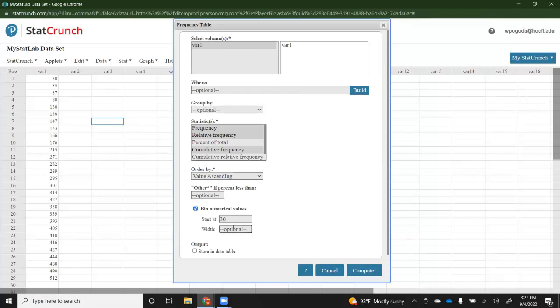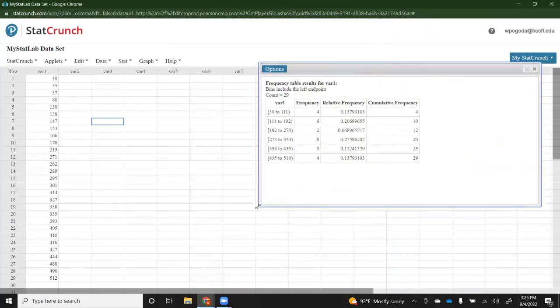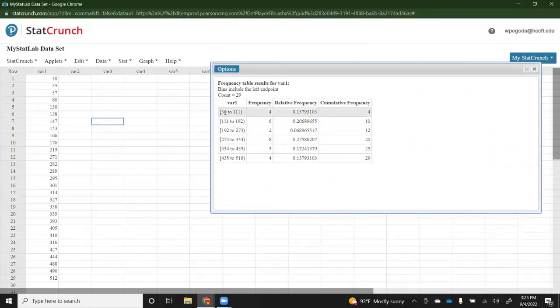And then I just tell it my class width, which remember, we calculated the class width to be 81. It is going to write these classes a little bit differently than we did, but I'll show you that in a moment here. Okay, so here we go. Here's our table. Notice that we said the first group went from 30 to 110. And that's really what this says.